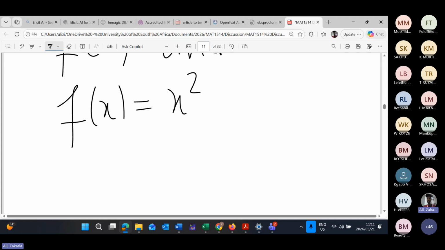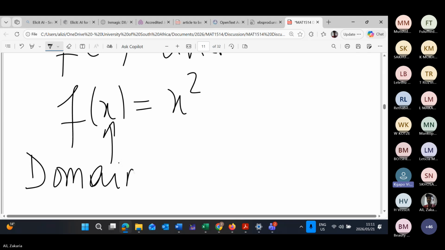So you see, because of this one, I can compute any number. So the input x inside can be anything. If the input can be any number, what do we say about the domain? What will the domain be? x is an element of the real numbers. Now I'm going to use a mathematical definition.